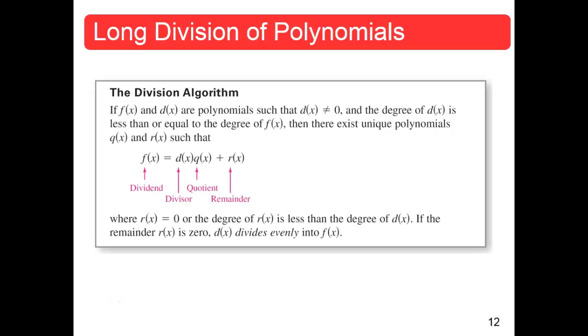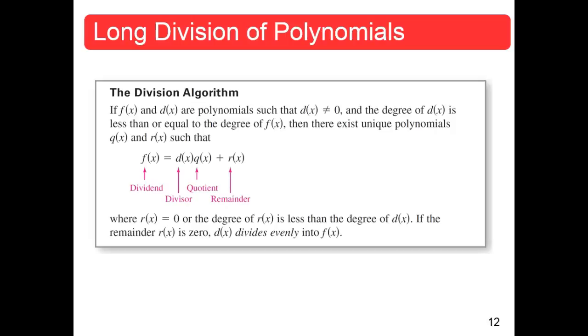But if you can, then there exist unique polynomials, q of x, that's going to be your quotient, and r of x, that's going to be your remainder, such that f of x, the original function, is equal to your divisor times your quotient plus your remainder. That's how we used to do it in grade school. We still can do it that way. Okay? Or the other way to write this is f of x divided by d of x is equal to q of x plus r of x over d of x.